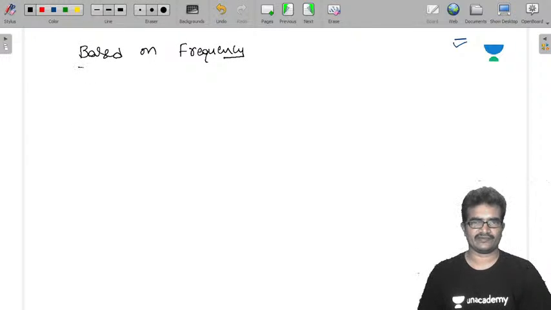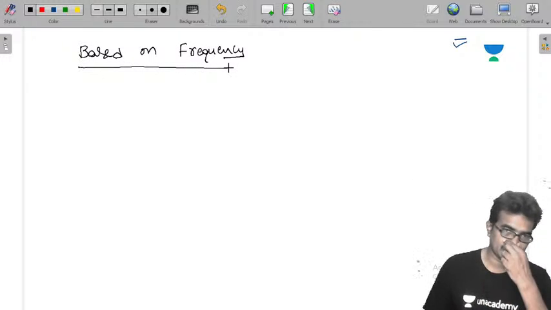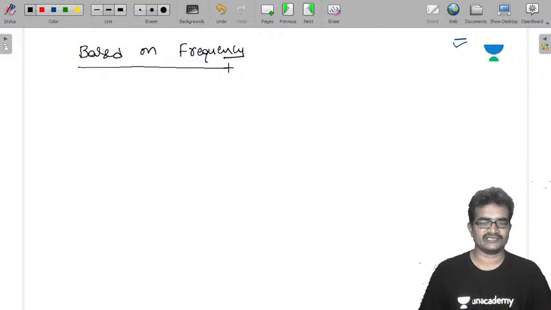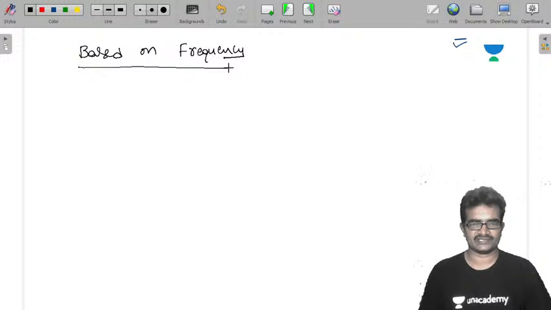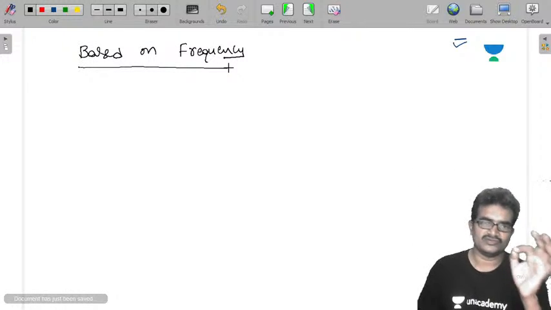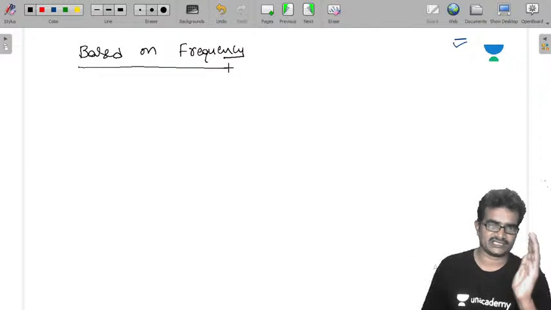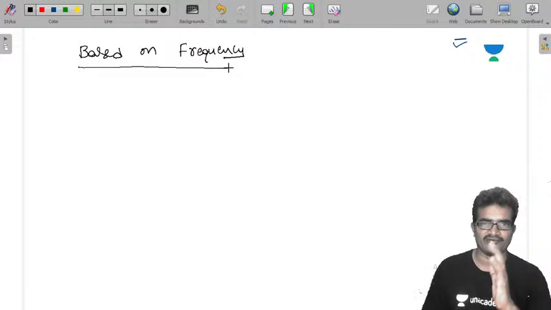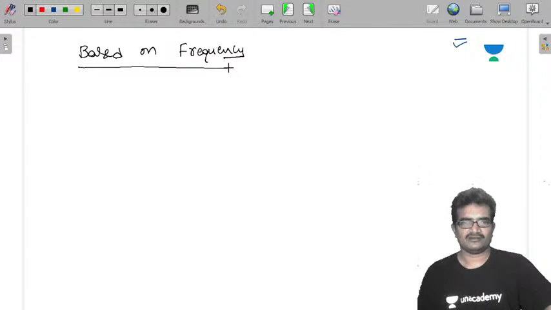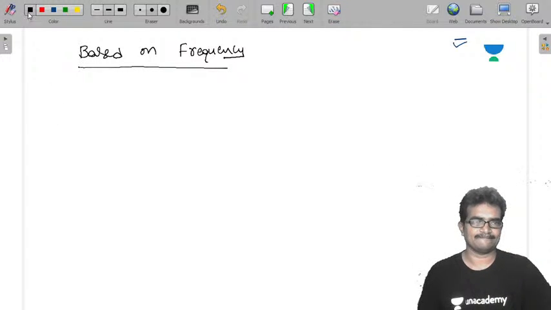Based on frequency, we can classify amplifiers into three types: zero frequency or very low frequency, audio frequency, and radio frequency. Now I'm going to draw a table.